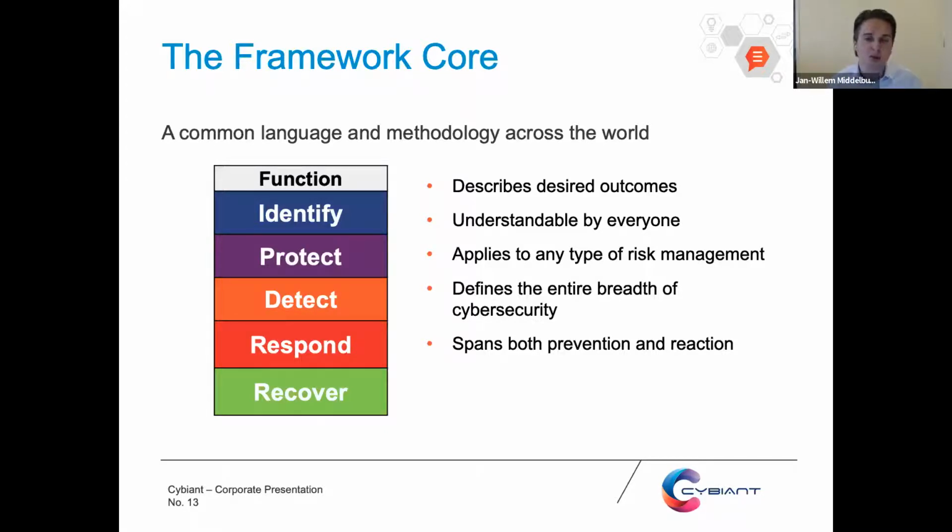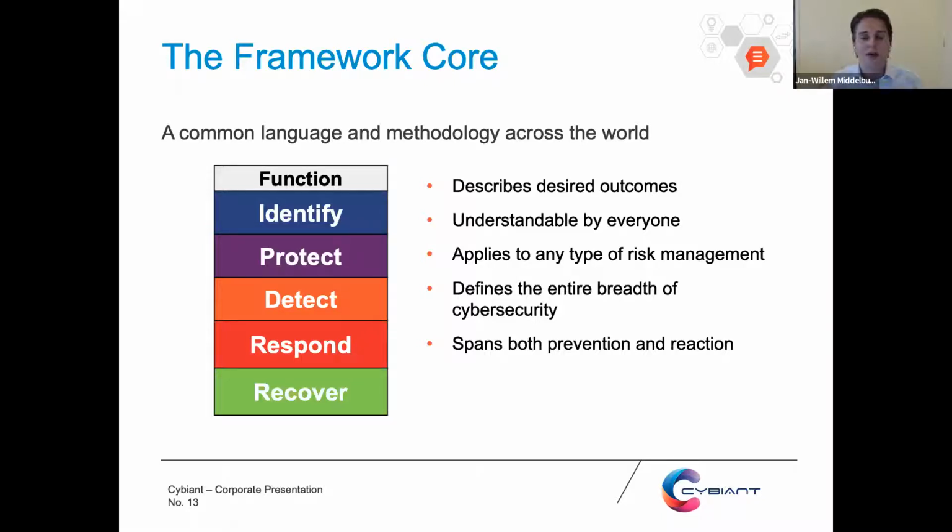And I also think that this is a really strong element of the framework. It's not just looking at how can we prevent cybersecurity attacks. It also covers how we need to deal with a problem whenever we have one. And this is, from my experience, also what I've seen is lacking in a lot of organizations.